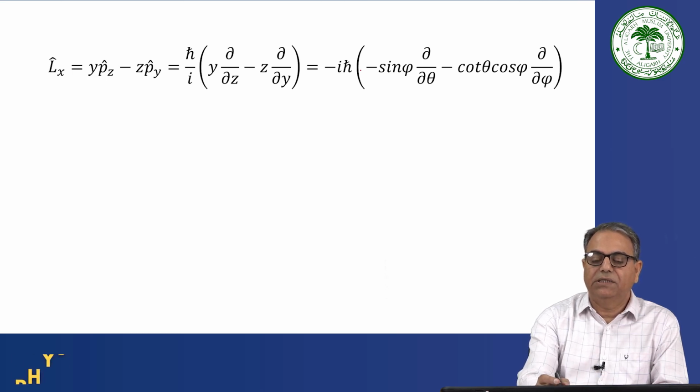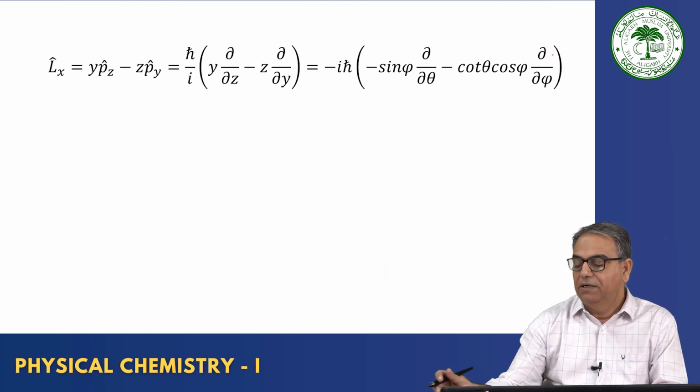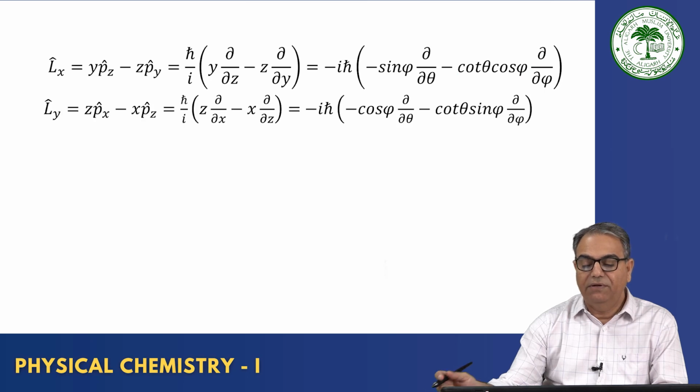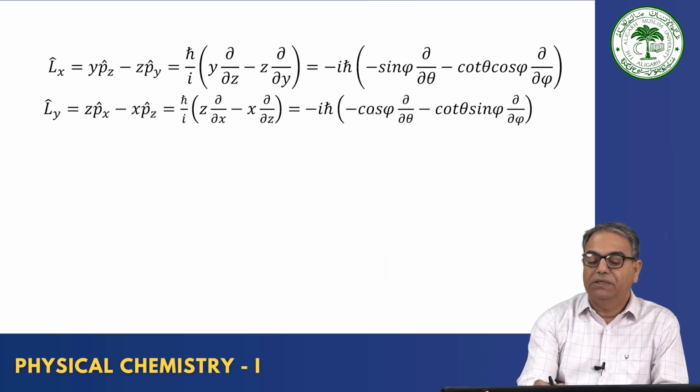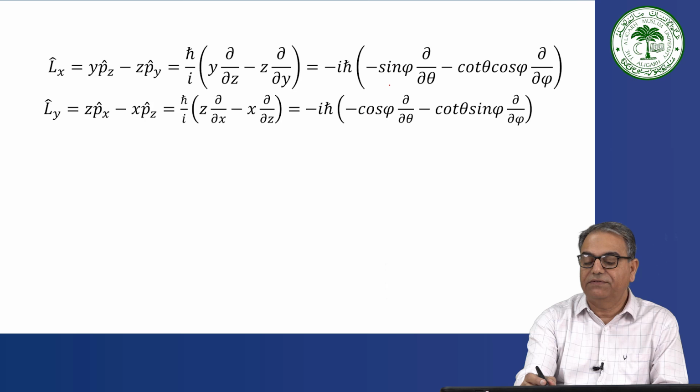For Lx it comes out to be minus i h cross times sine phi del by del theta minus cot theta cos phi multiplied by del by del phi. Then for Ly you have i h cross times cos phi del by del theta minus cot theta sin phi del by del phi. It's very similar to this one. Instead of sine you have cos here, and instead of cos you have sine here.